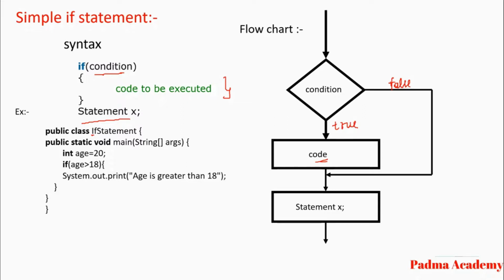In this we have taken one variable of integer type, int age, which is equal to 20, and then we have applied the if condition: if age is greater than 18, then System.out.println, sorry, here it should be println, "age is greater than 18". So this is our example.